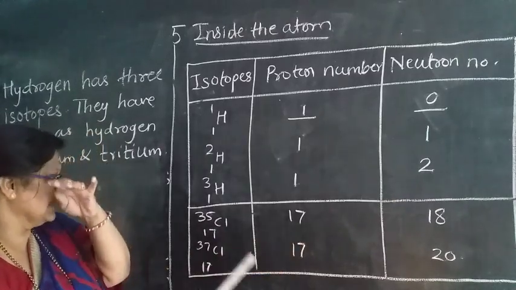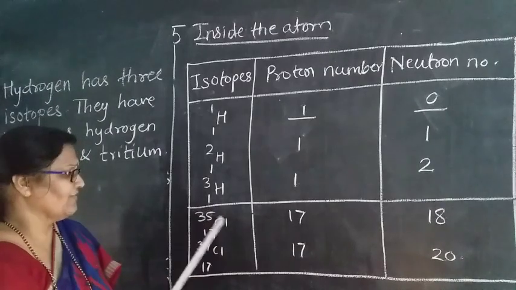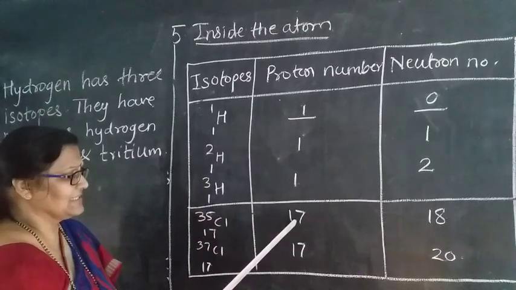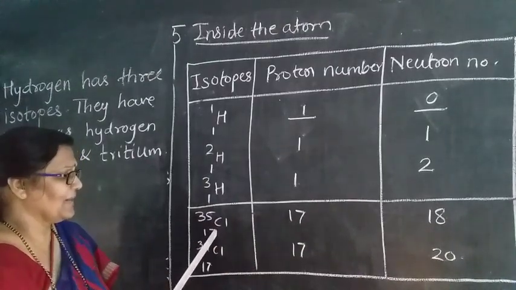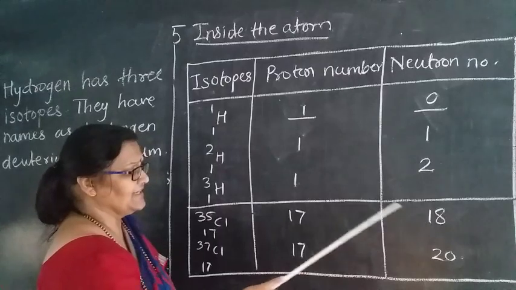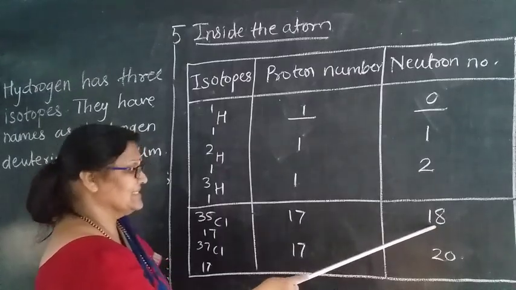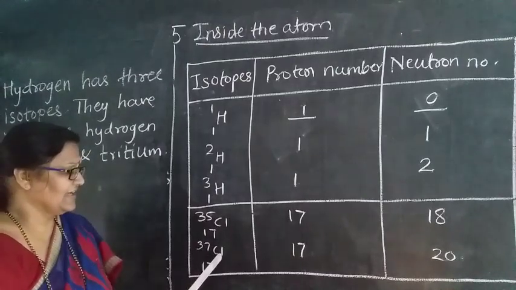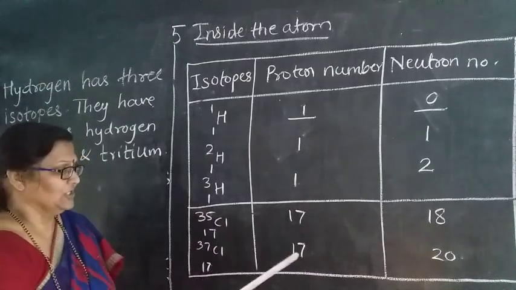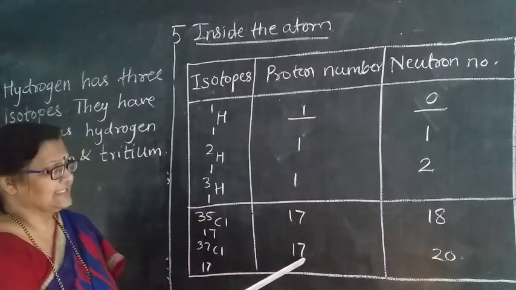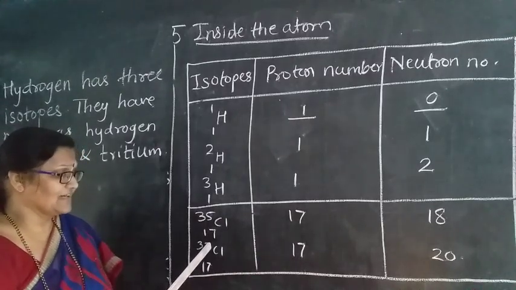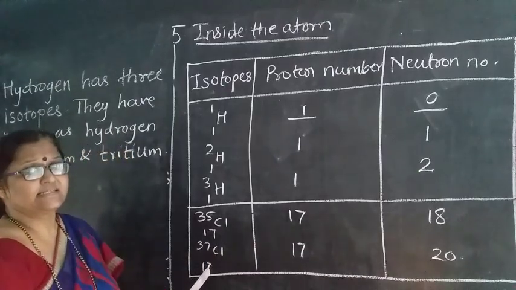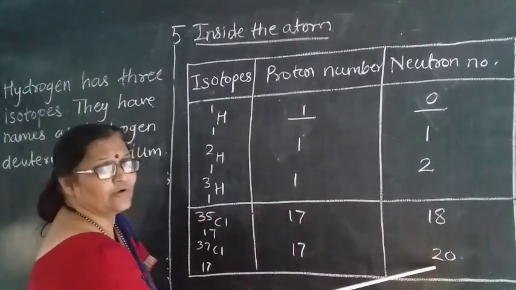Now next comes chlorine, 35Cl17. The proton number is 17, and 35 minus 17 will be 18, and 17 plus 18 will be 35. So here 37Cl17. What is the proton number? The proton number is 17. And to become 37, we have to add 20 to that. That means 37 minus 17, that will be 20.